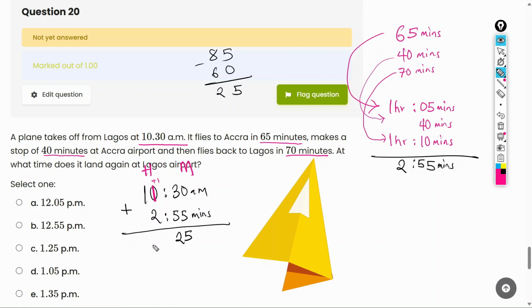And then 11 plus 2 is 13. So this arrives at 13:25 hours. Like we know, when your time gets to 12, instead of writing 13, you move to 1. So 13:25 hours is the same thing as 1:25 p.m. So the plane returns to Lagos by 1:25 p.m. and that's right here.